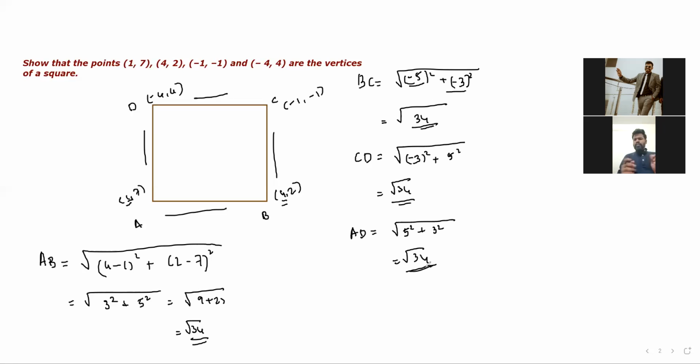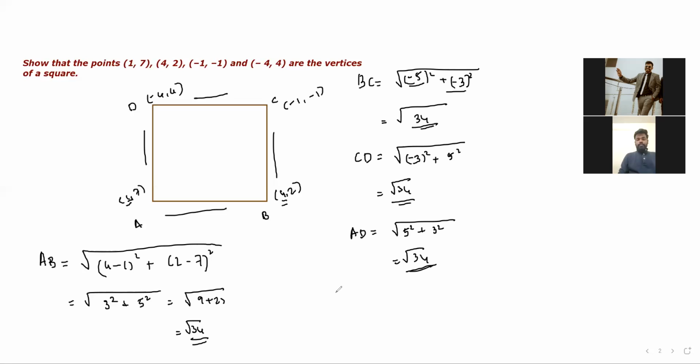If all the four sides are root 34, can we say it is a square? Just think a little. If all the four sides are equal, can we say it is a square? No. We need one more quantity, that is, we need to find the length of the diagonals. If we find the length of the diagonals, only then can we say whether it is a square or not. Just by the four sides, we can say it is a rhombus. It is not necessarily a square.